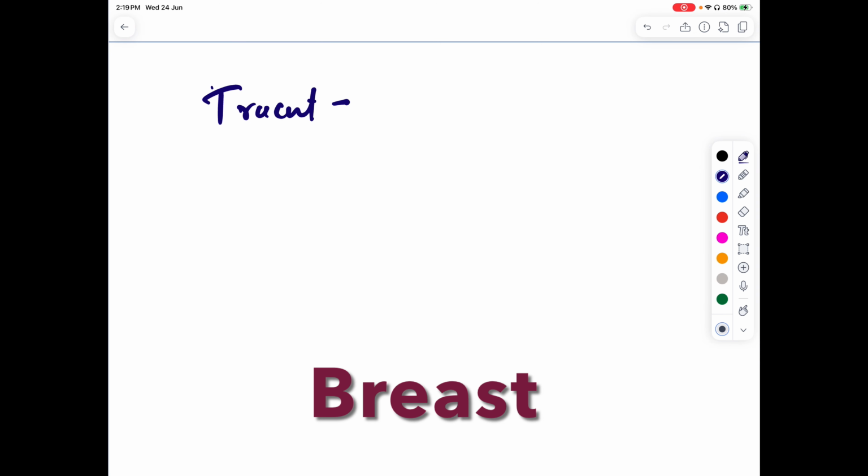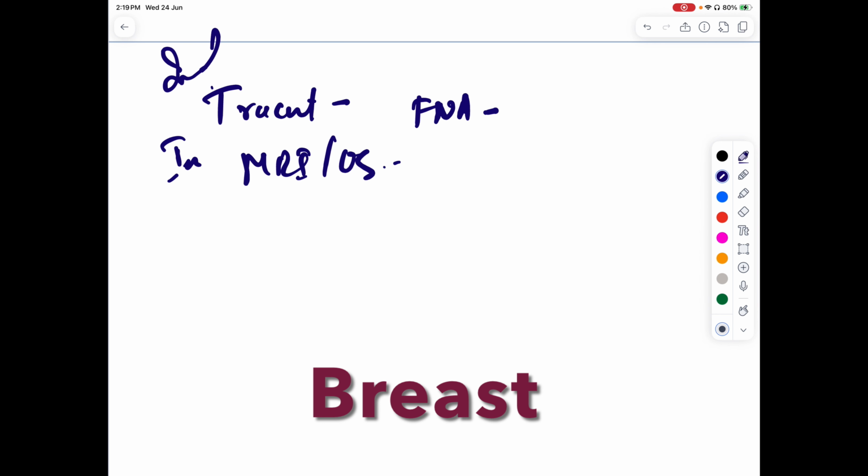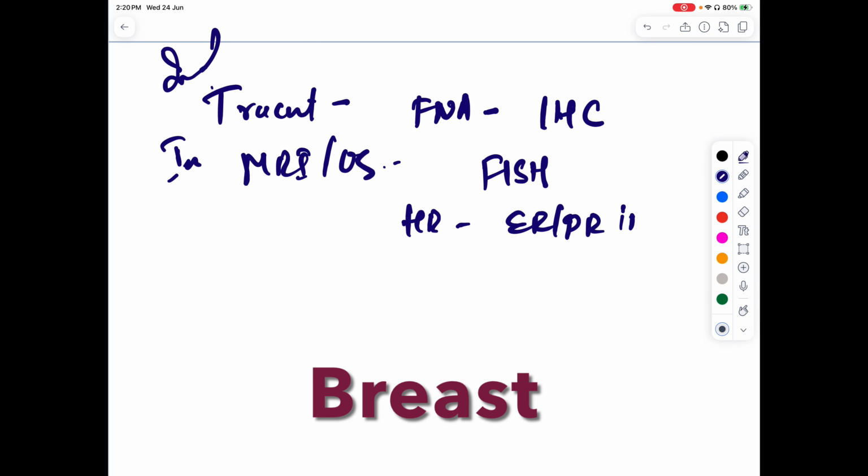What are the investigations? These are the tissues, and imaging is MRI, ultrasound on the opposite side. What has to be done? You do FNAC, cytology or immunohistochemistry. You can do fish, fluorescent in situ hybridization, then hormone receptors, ER, PR, HER two receptor studies.